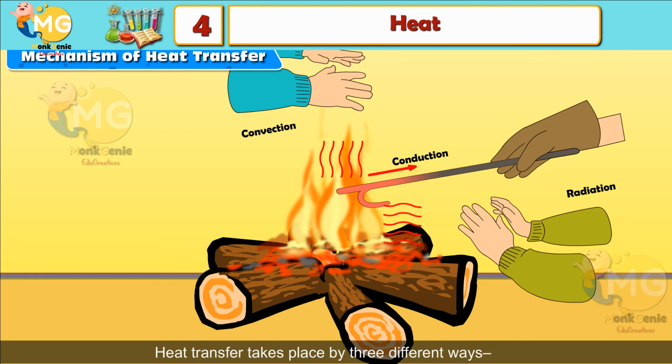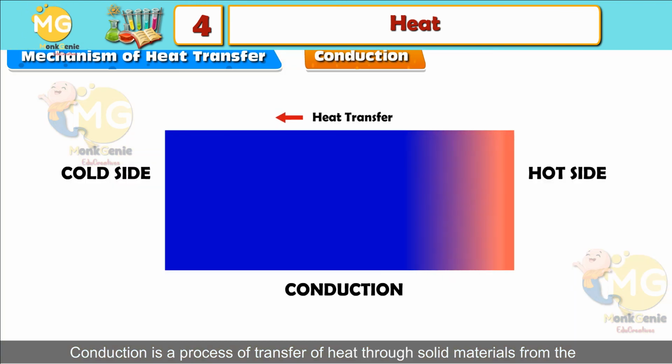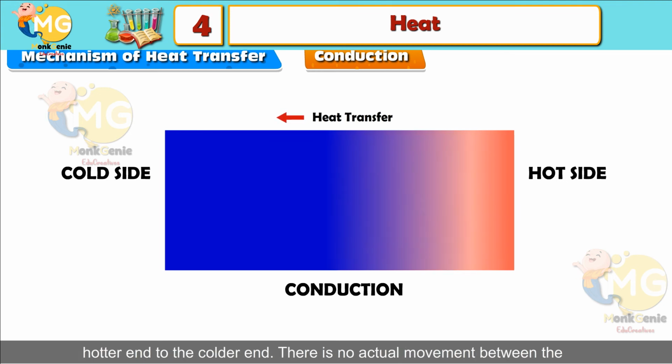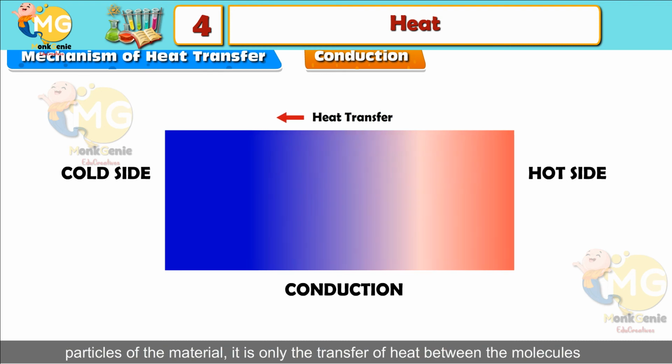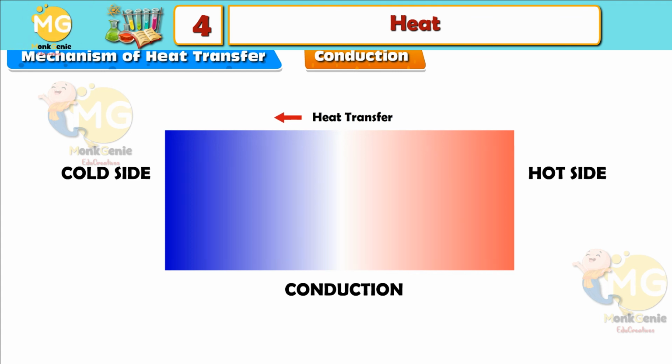Heat transfer takes place by three different ways. Conduction. Conduction is a process of transfer of heat through solid materials from the hotter end to the colder end. There is no actual movement between the particles of the material. It is only the transfer of heat between the molecules which brings about the change in temperature.